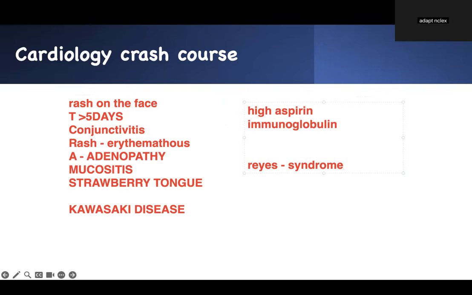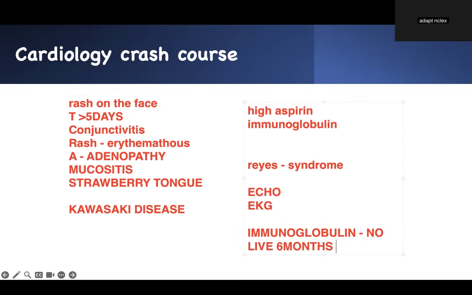So far as the kid has fever, we have a problem. So high dose of aspirin and immunoglobulin. The kid will need echocardiogram. They will need EKG. We got to monitor the heart. But there's one thing after we give the kid immunoglobulin that we have to worry about, and that means no live vaccine. No live vaccine for 6 months. And if mommy goes home, yes, you need to check for temperature.